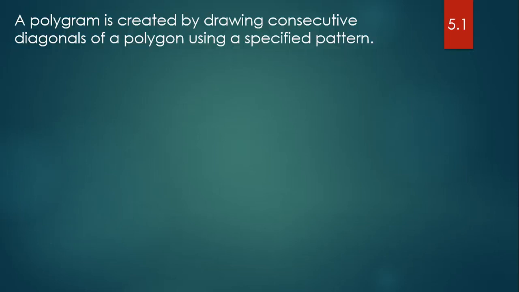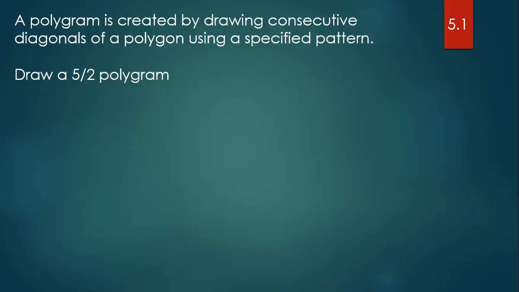Now we have one more thing to talk about, and that's something called a polygram. So if we have a polygon, we can create a polygram by drawing some diagonals around that polygon. We have to draw the diagonals consecutively, which means where one diagonal stops, the next one starts, and we have to have some sort of pattern to follow. So let's look at this as an example. Let's say we want to draw a 5-2 polygram.